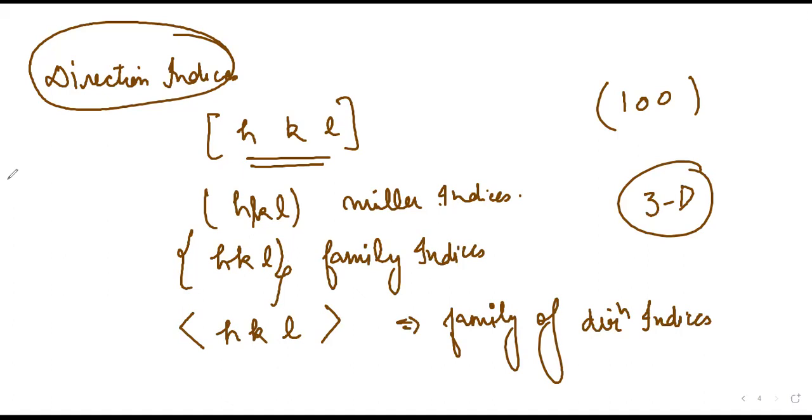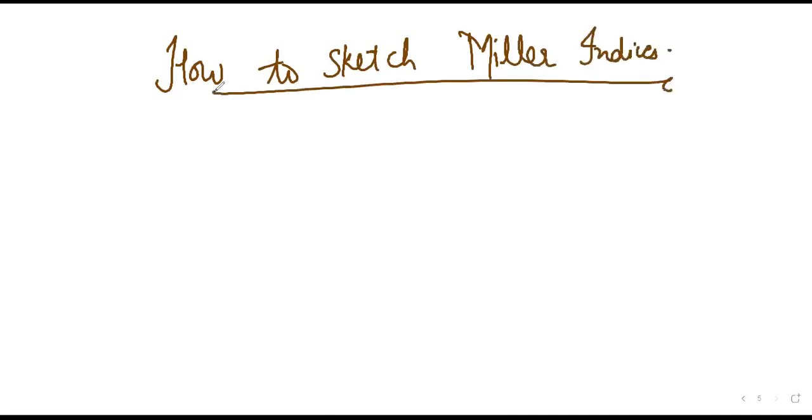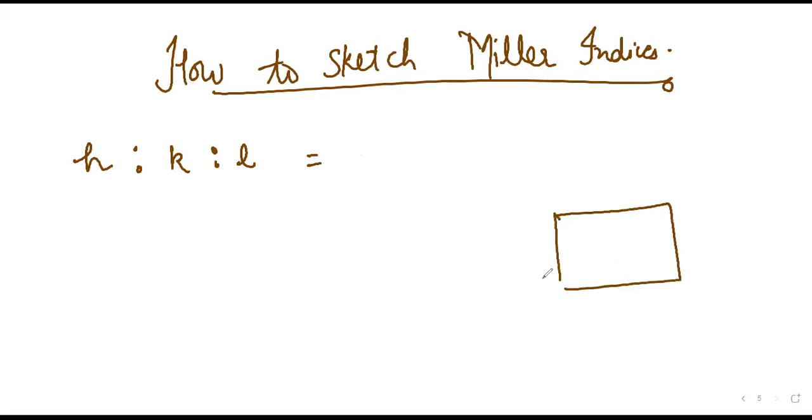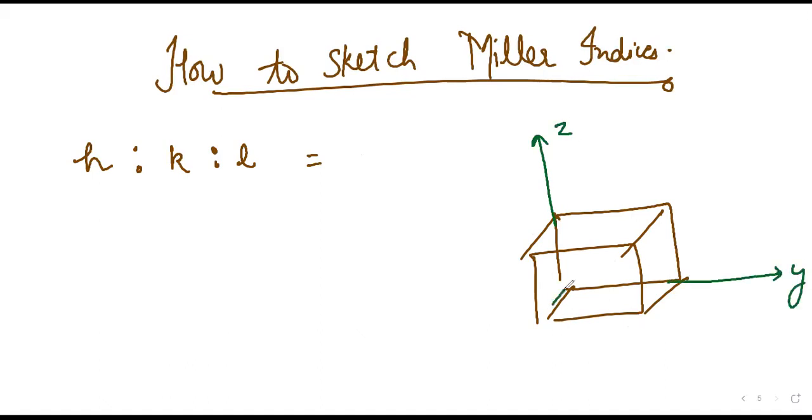Now the very important topic is how to sketch Miller indices. First of all, write it in the form of a ratio. For example, you have this type of plane, a cubic crystal plane. Okay, and this will be your z-axis, this will be your y-axis, and this will be your x-axis.